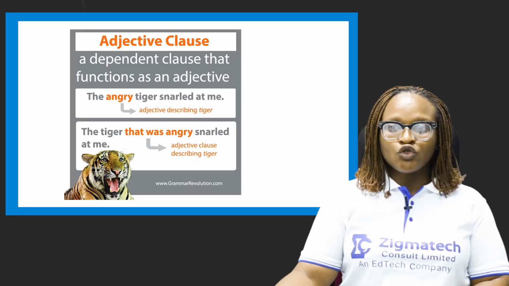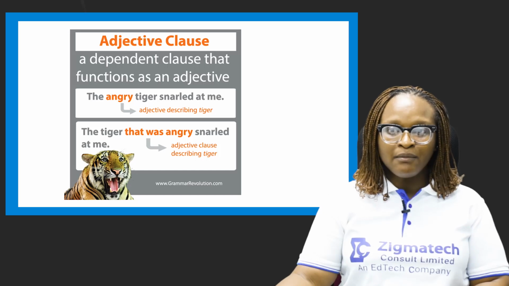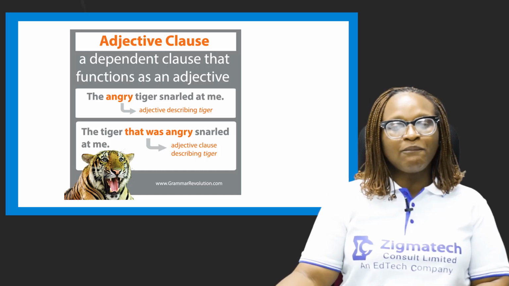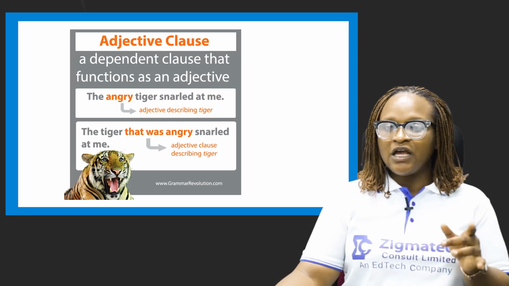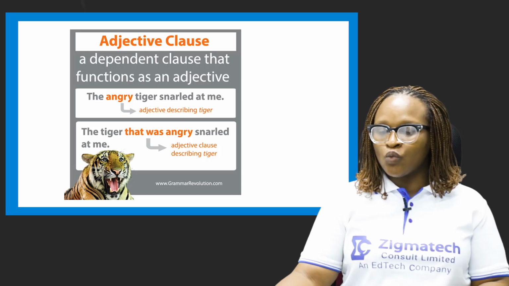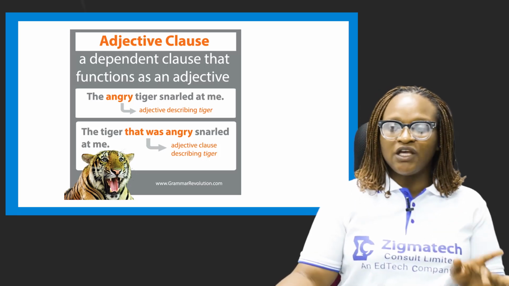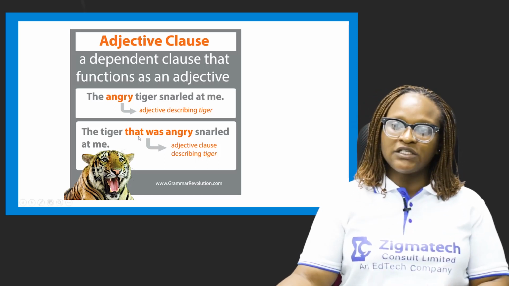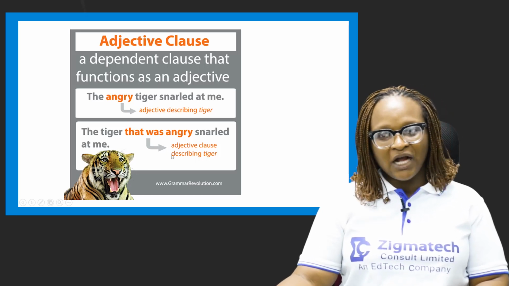That's what it is. So, adding the subordinate part of this sentence to the main clause, it gives us what we call a complex sentence. A complex sentence is that sentence that has one main clause and one or more subordinate clauses. In this case, we just have a main clause and a subordinate clause. The subordinate clause is "that was angry," and that is where we have our adjective clause.